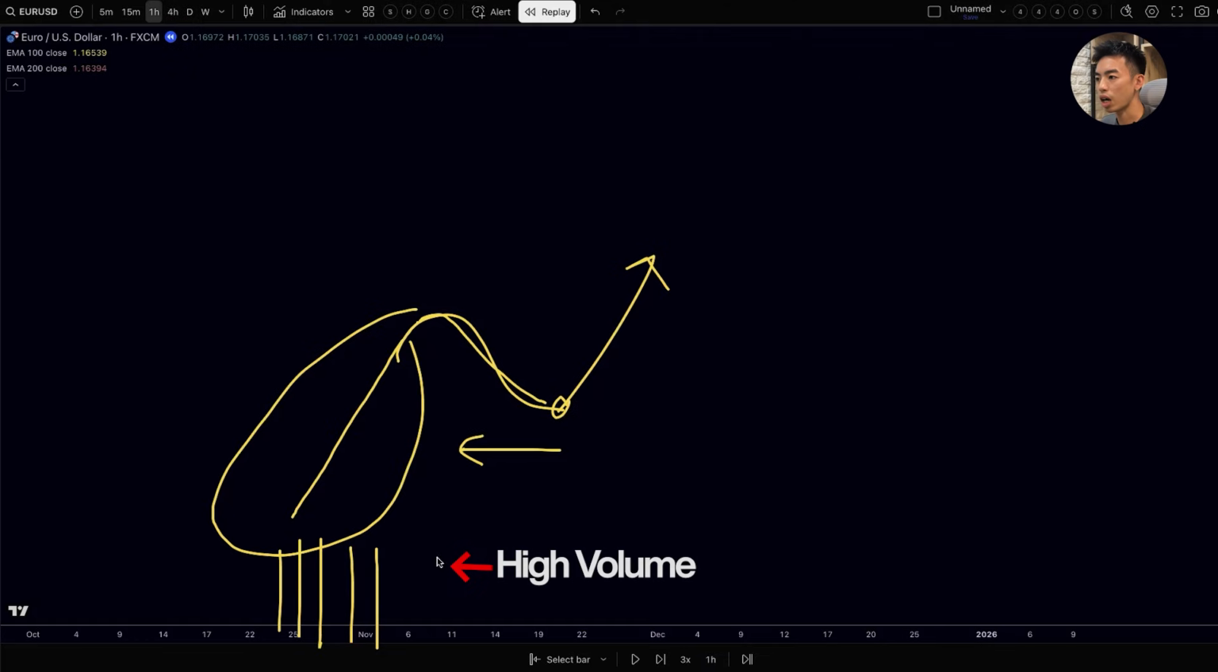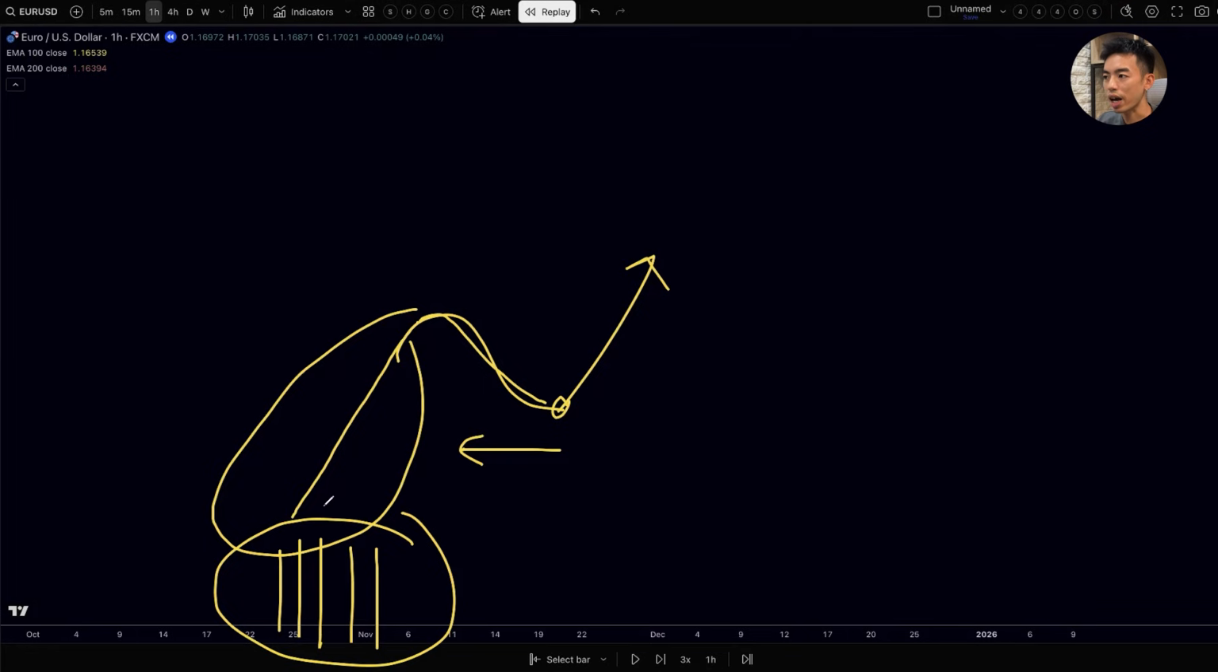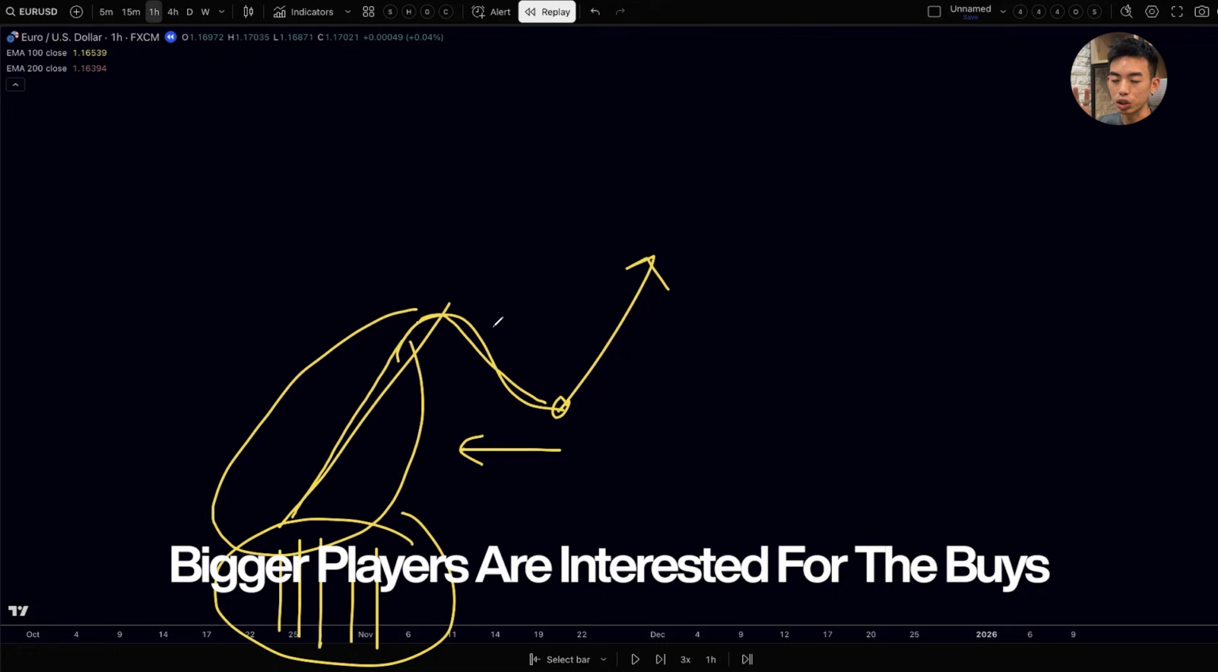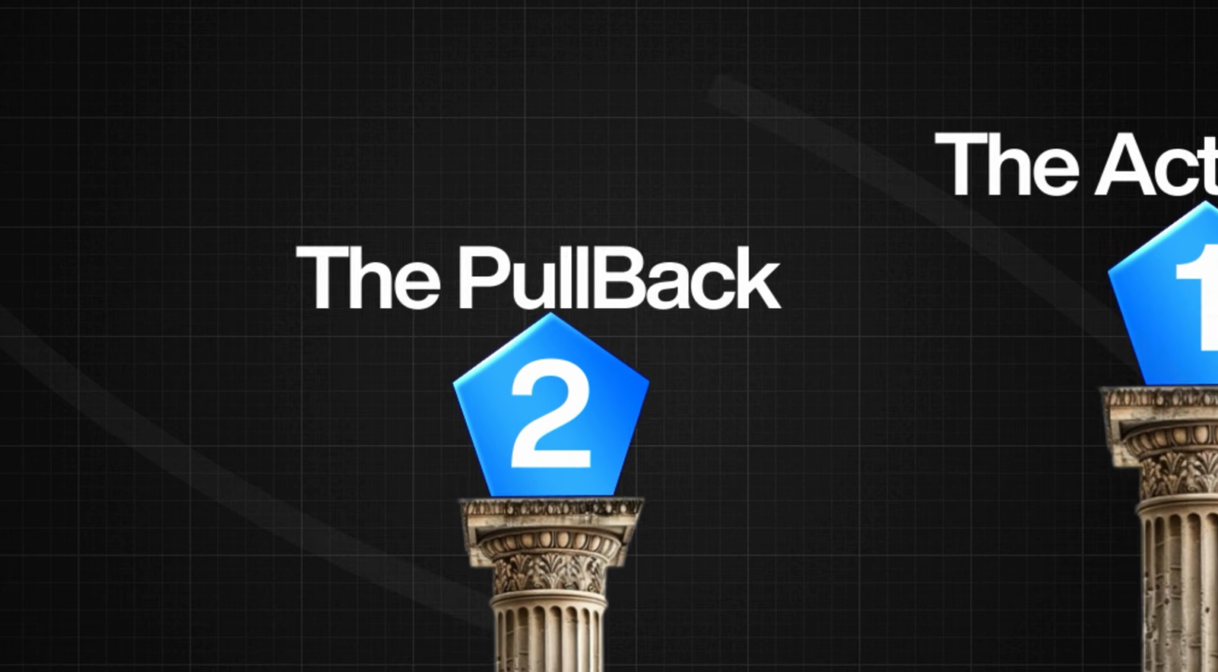We need to look at that based on price action. So if there is high volume coming in, showing up, and the end result of that is price going higher, that's telling us bigger players are interested for the buys. And that's the activation. The second phase is the pullback. Now, if the activation is the ignition, the pullback phase is when the market is taking a breath.